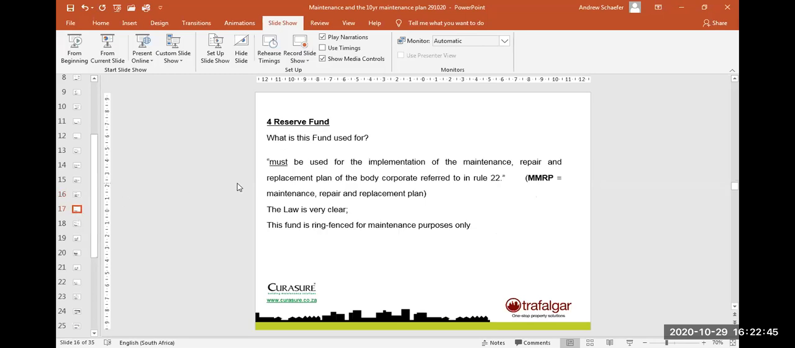So what is the reserve fund used for? Well, the reserve fund, according to the law, must be used for the implementation of the maintenance, repair, and replacement plan. In other words, our reserve fund, or our cash or capital sitting in that fund, is ring-fenced. The law is very clear that we must use these funds to maintain the common property.